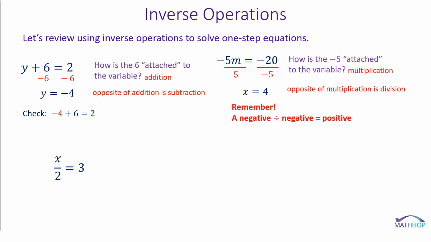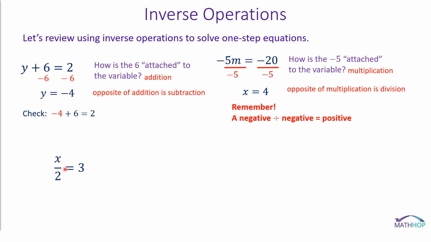Also, a negative times a negative is positive. All right, last one, well, last one for this set. So we have x divided by 2 equals 3. If you read this equation, you don't say x over 2. If you realize that a fraction bar is really just a division symbol, right?